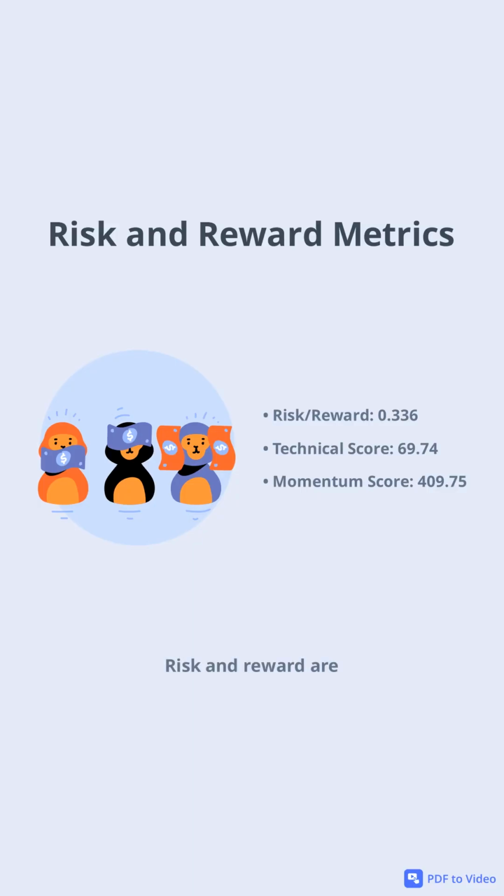Risk and reward are crucial for any trading decision. TSLA's risk-reward ratio is 0.336, suggesting that the potential reward is somewhat limited compared to the risk. The technical score of 69.74 and a momentum score of 409.75 indicate that while the technicals are positive, traders should remain cautious and manage risk appropriately.